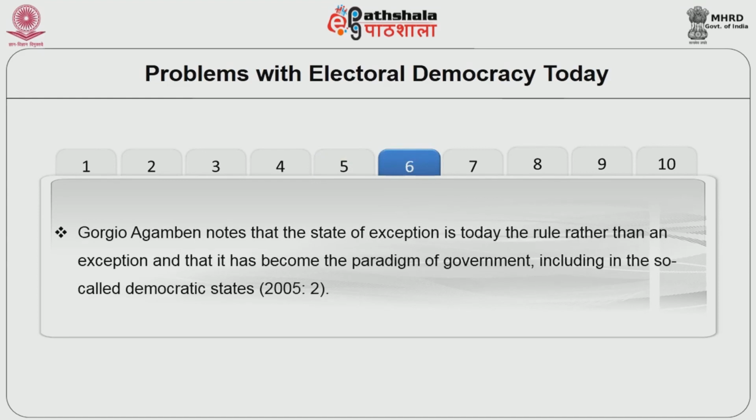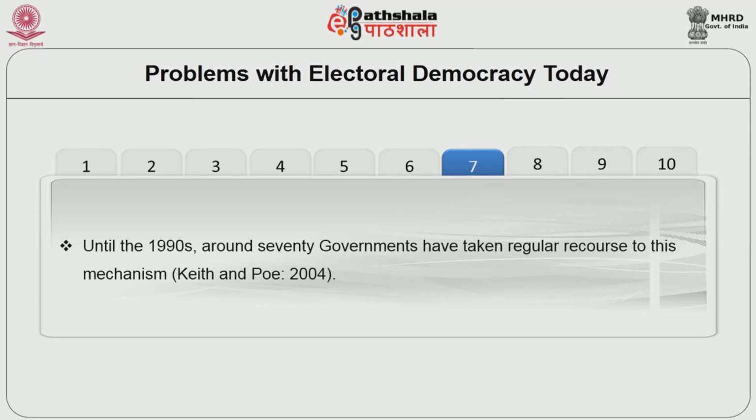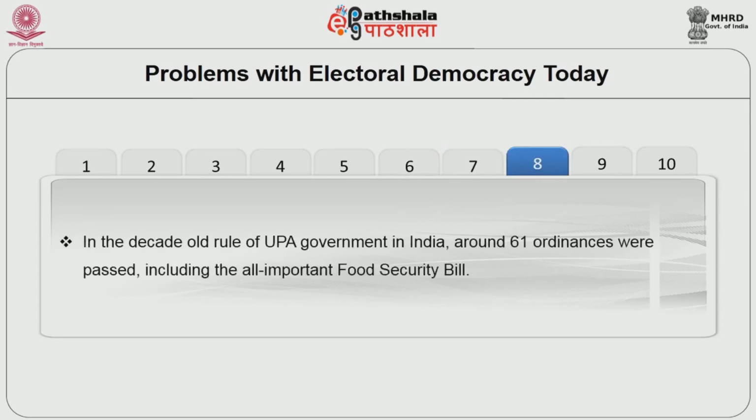Giorgio Agamben notes that the state of exception is today the rule rather than an exception, and that it has become the paradigm of government, including in so-called democratic states. Until the 1990s, around 70 governments had taken regular recourse to this mechanism. In the decade-long rule of the UPA government in India, around 61 ordinances were passed, including the all-important Food Security Bill.